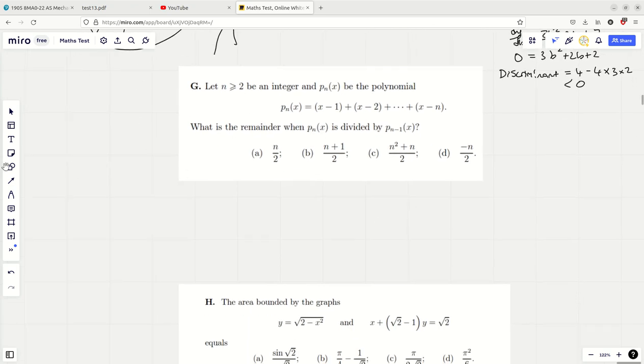Okay, this one, I like this one. I've got to be honest, I've never found these kind of questions too bad, or this particular one anyway. I didn't find it too bad at all. I found it easier than some of the earlier questions.